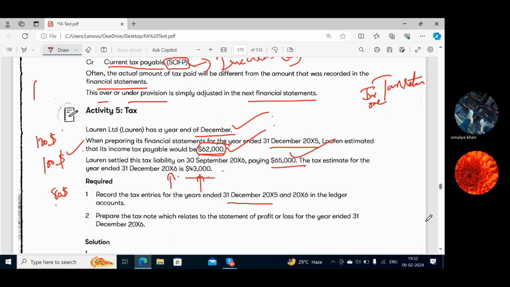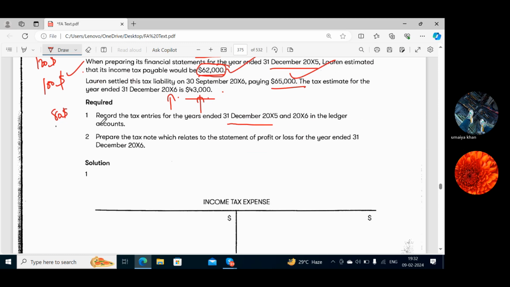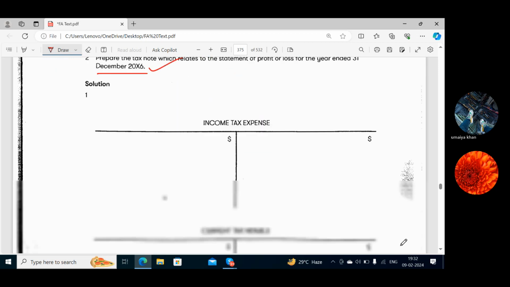Okay. So what are they asking? Record the tax entries for the years 5, 6 in the ledger accounts. Prepare tax note which relates to the statement of profit or loss for the year ended 31st December 2006. So let's say income tax expense. We are going to find out this income tax expense. How are we going to find out income tax expense?